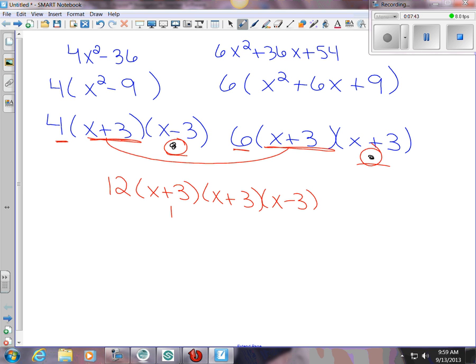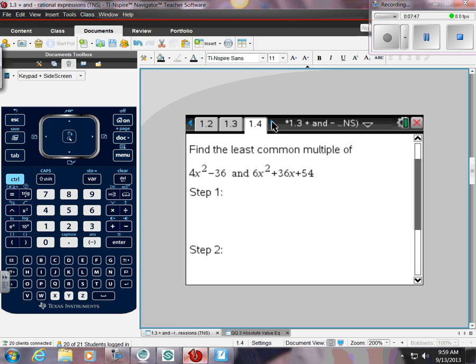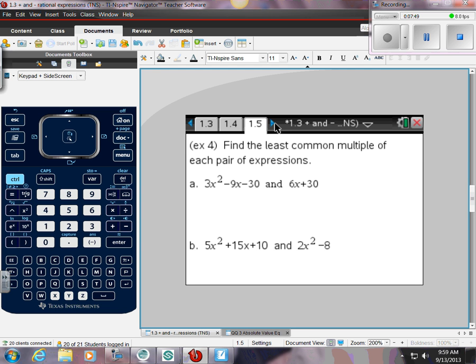You ready to try another one? We're going to do this a bunch of times. Okay. All right, so 3x squared minus 9x minus 30. And 6x plus 30.